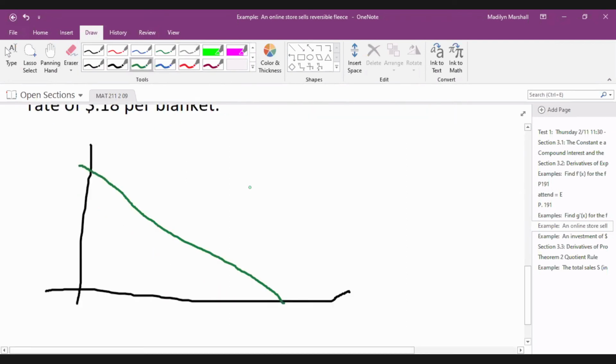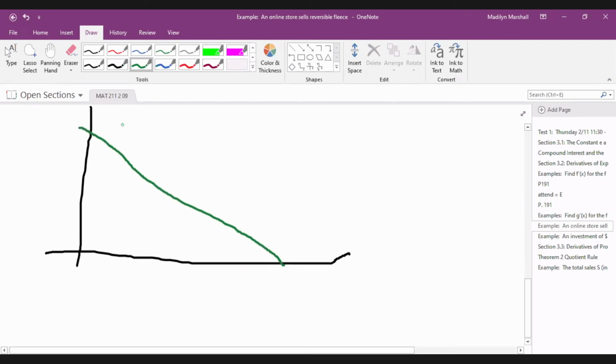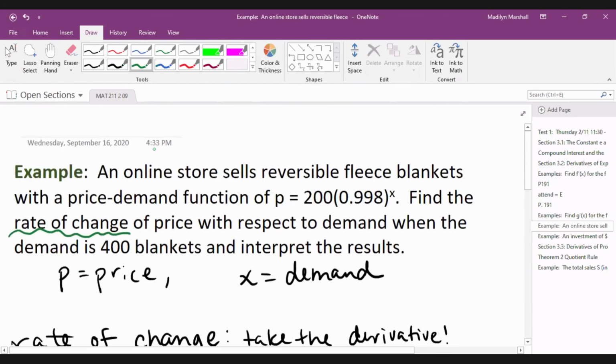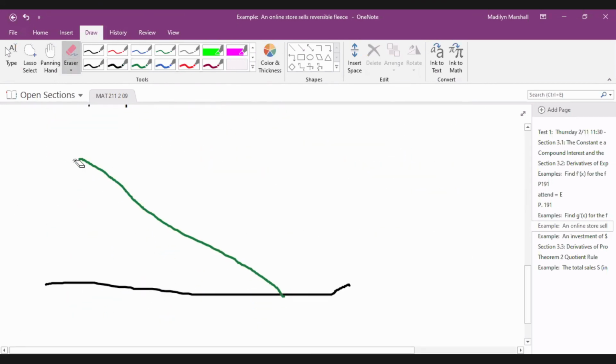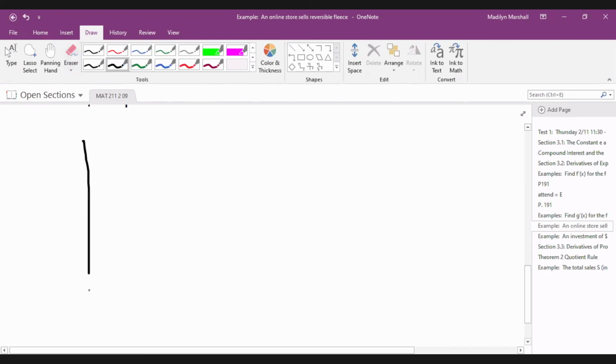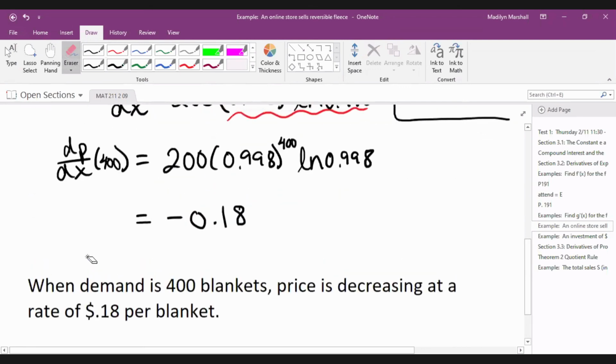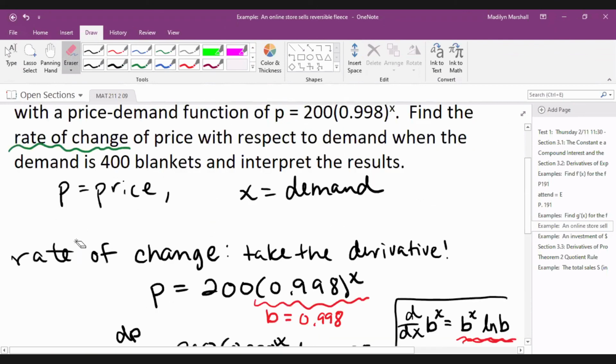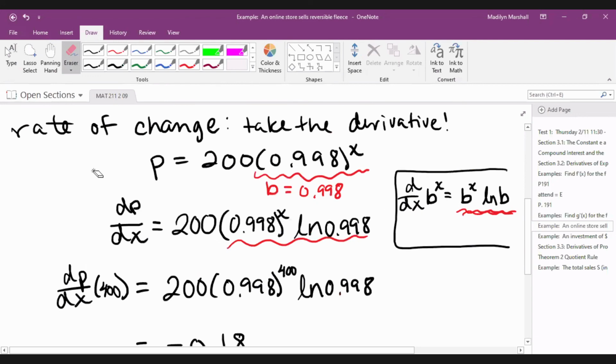So this is my price demand equation. If more, oh yes, you're right. I was thinking of price supply. I was mixing up my equations. You're right. As demand goes up, price goes up, and as the demand is going up, the price is also going up since it's an exponential function.